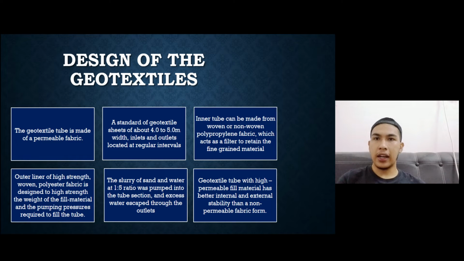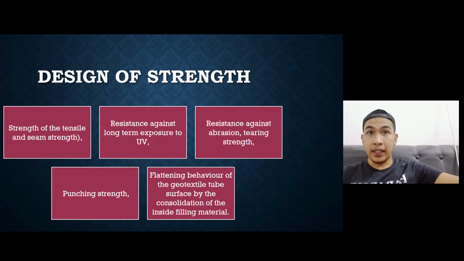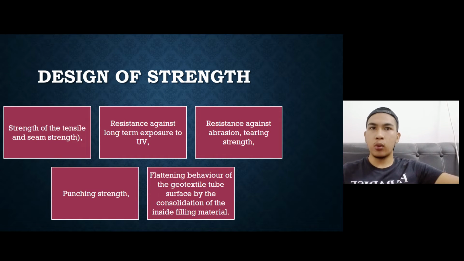So what I can conclude is that geotextile with highly permeable fill material has better internal and external stability than non-permeable fabric. The next one is design consideration, design of strength. The first one is the tensile and seam strength. The second one is resistance against long-term exposure to UV. The third one is resistance against abrasion, tearing strength, and punching strength.